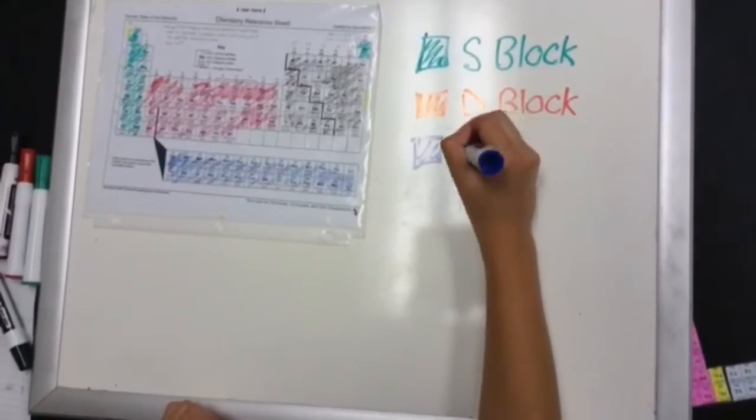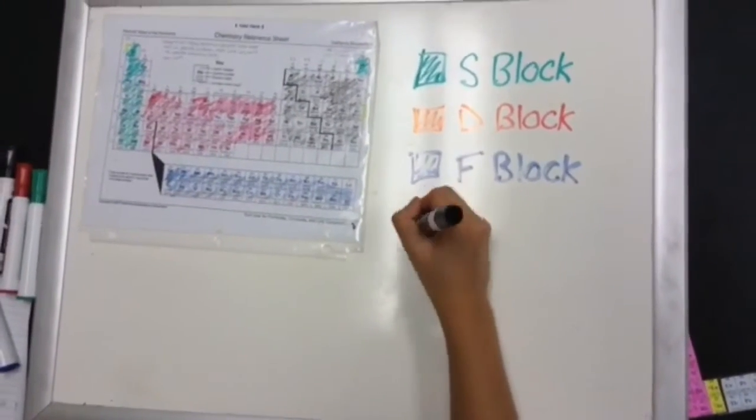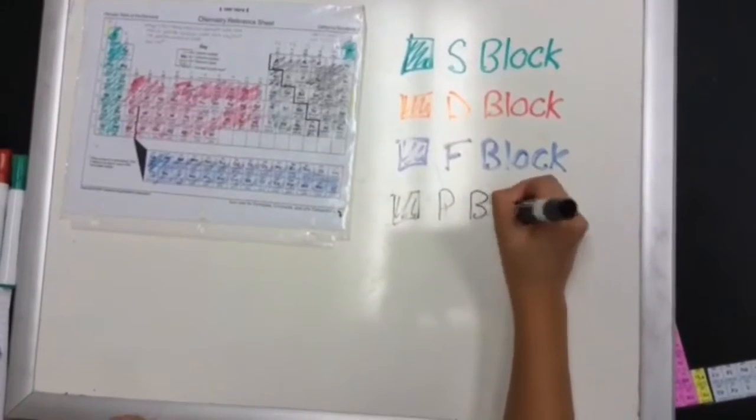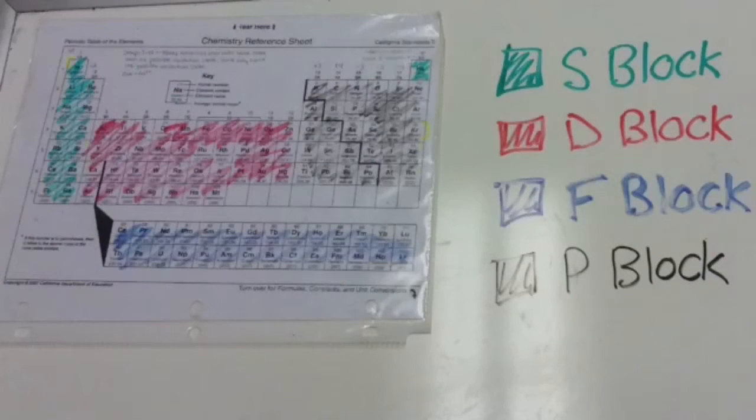The S block is represented by the green region, the D block is represented by the red, the F block is shown in blue, and the P block is the black area. The S block, also described as sharp or spherical, is composed of the first two groups of the periodic table, or the alkali and alkaline earth metals.